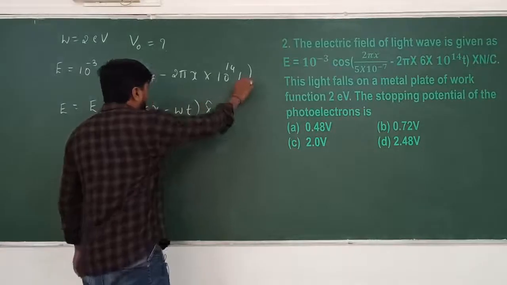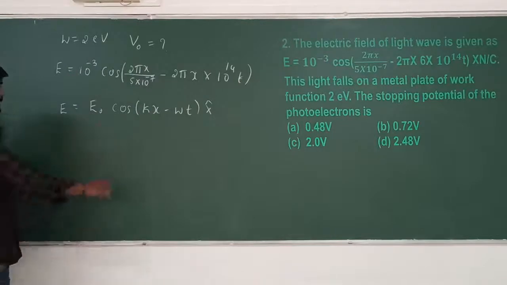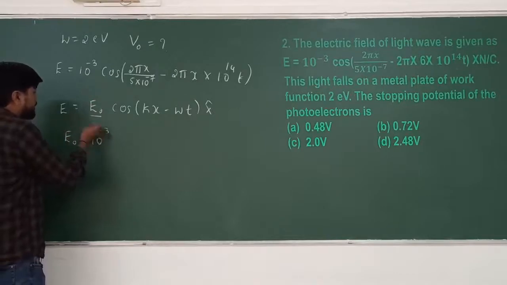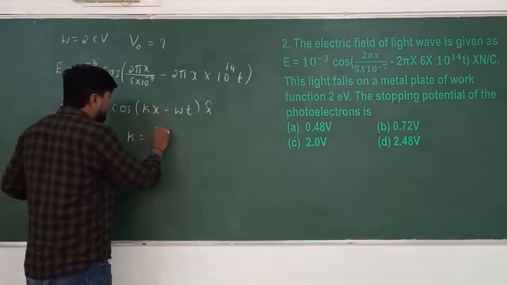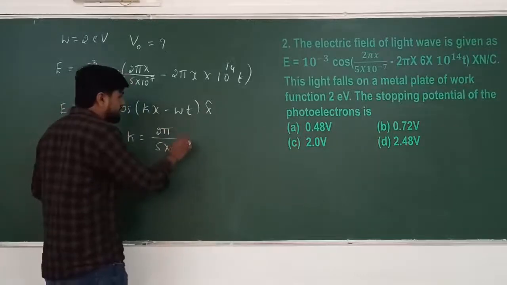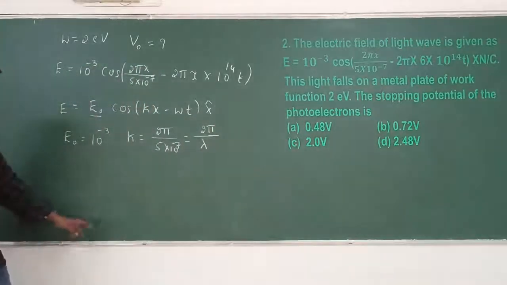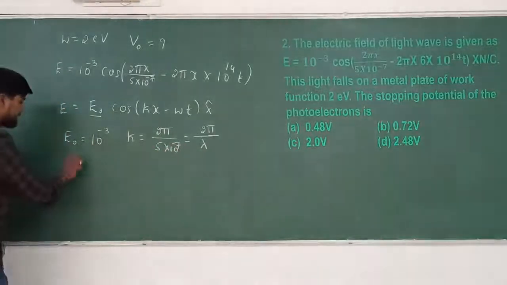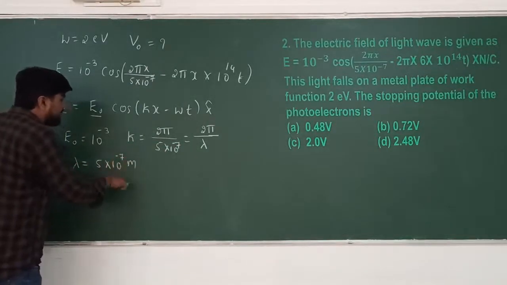If I compare the given equation with the standard equation, instead of E naught they have given 10 power minus 3. Instead of k, they have given k is equal to 2 pi by 5 into 10 power minus 7. We know that k is equal to 2 pi by lambda. Instead of lambda, they have given 5 into 10 power minus 7, so the wavelength is 5 into 10 power minus 7 meter.